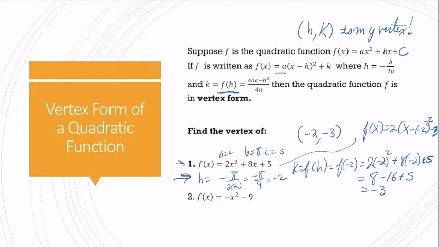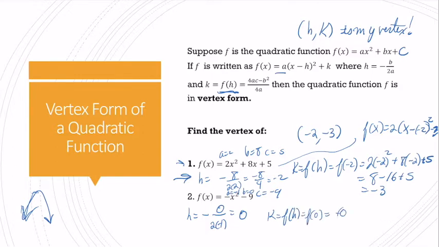All right, let's take a look at f of x equals negative x squared minus 9. That negative leading coefficient tells me my parabola opens downward. Let's find our h. h is negative b, which is 0, because my a is negative 1, b is 0, and c is negative 9, over 2 times negative 1. I'm still just going to get 0. So if I find my k, which will be f of h, which is f of 0, I get negative 0 squared minus 9. So I have minus 9.